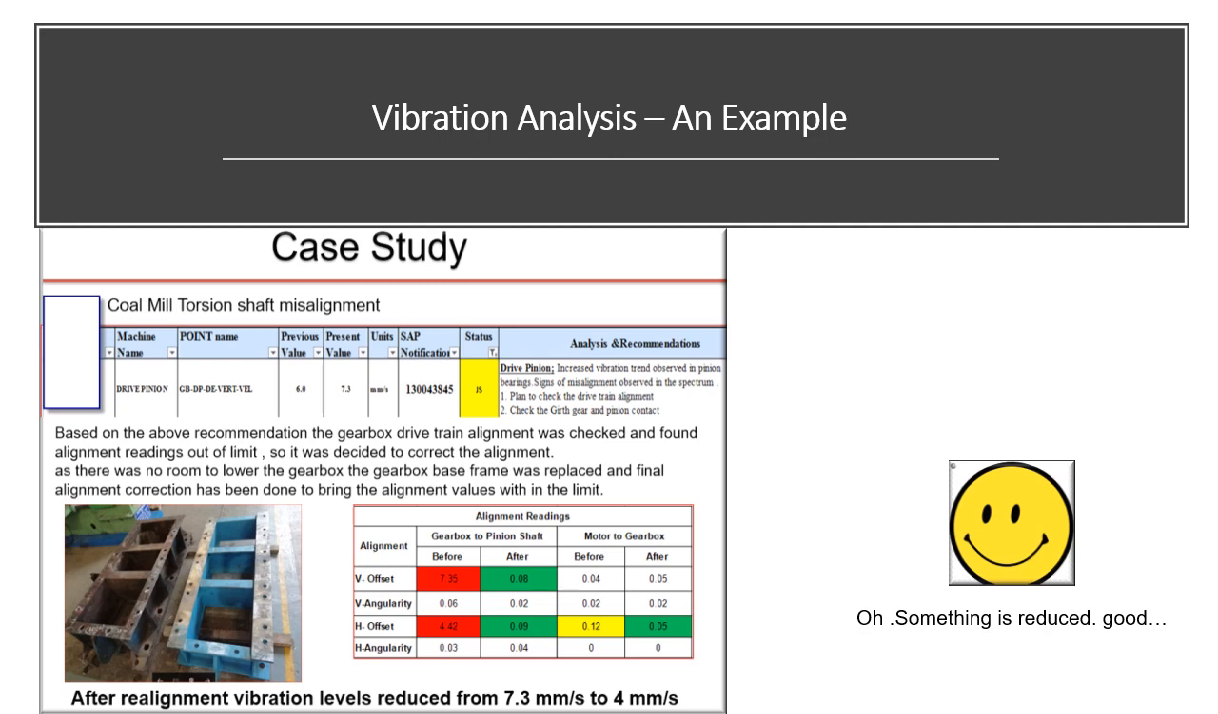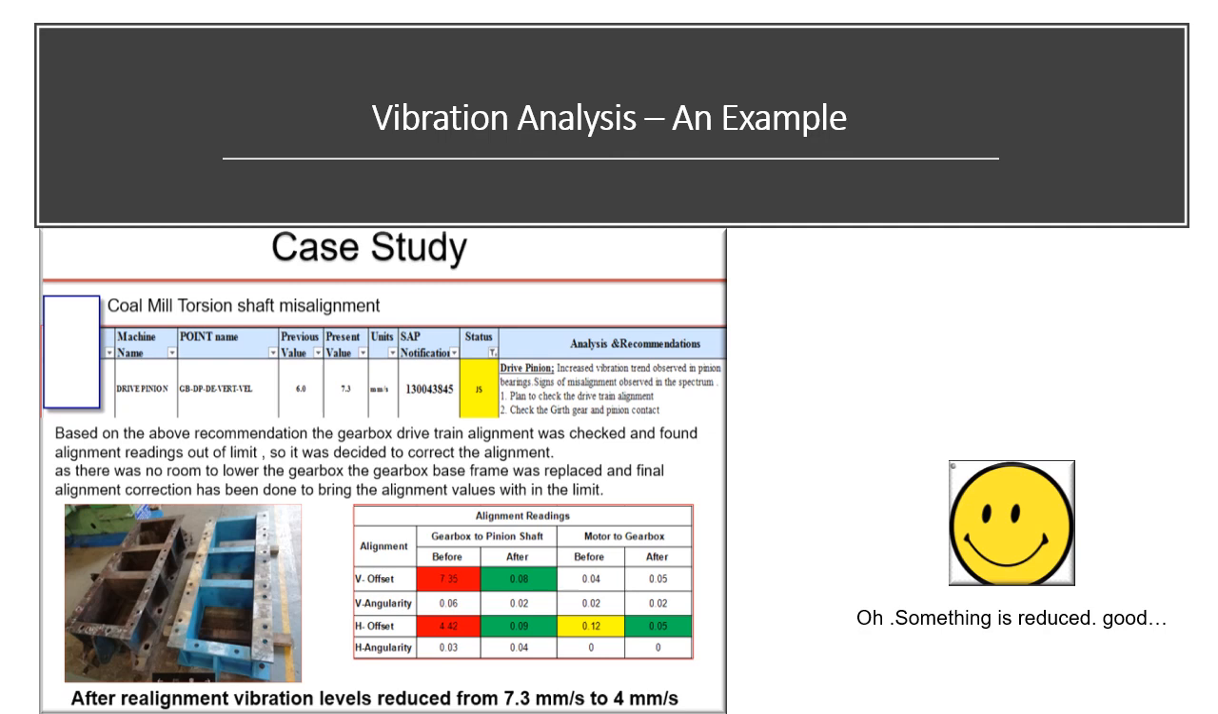The first case is about vibration analysis. A vibration report was issued on a coal mill drivetrain arrangement, asking for a drivetrain alignment check and the girth gear and pinion contact. This particular coal mill has the following drivetrain arrangement: it has a motor, gearbox, torsion shaft, and pinion and girth gear.